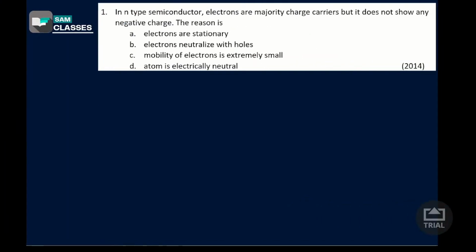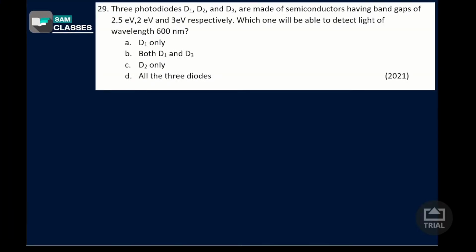Chalo, we'll start from the last part. We'll come back to this. So the first question on your screen of 2021, okay, 3 photodiodes they have given.